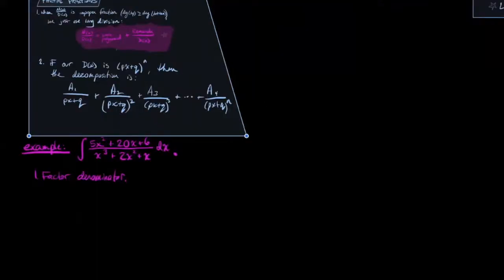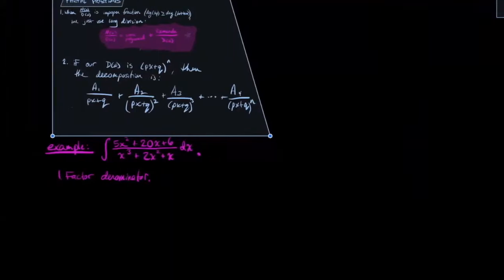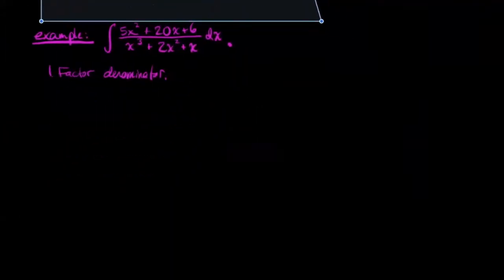Okay, so what we have to do here is factor this thing. So we're going to have x cubed plus 2x squared plus x. And we know right away we can factor out an x from this. And then we'd have x squared plus 2x plus 1.